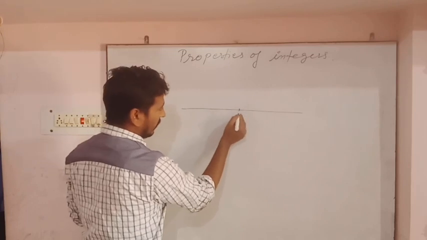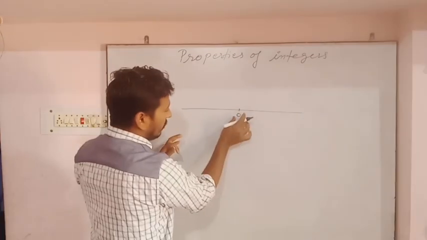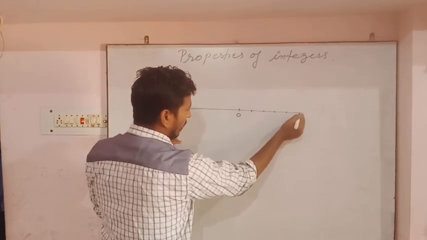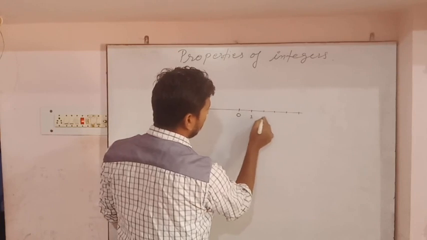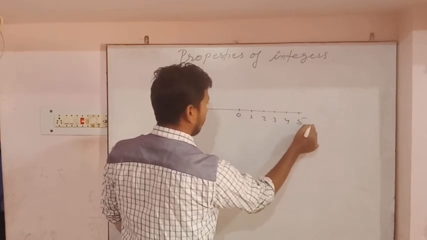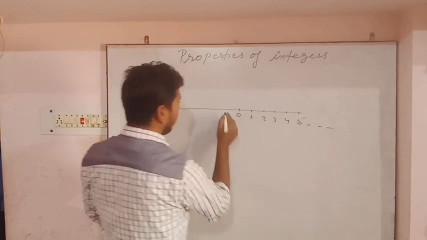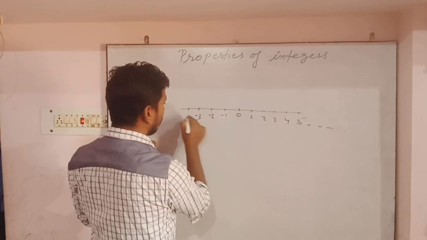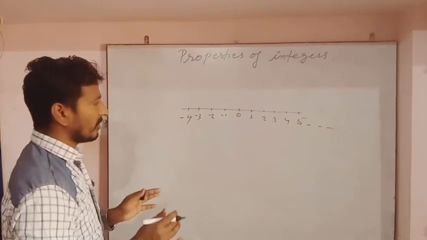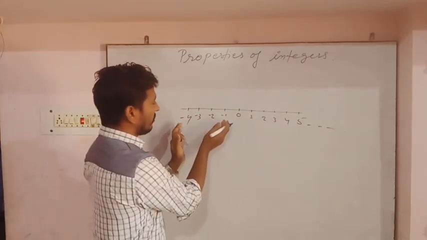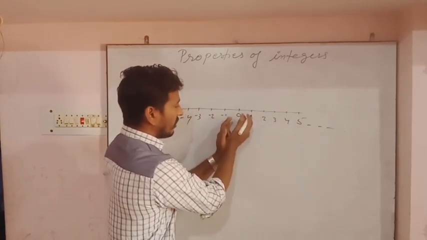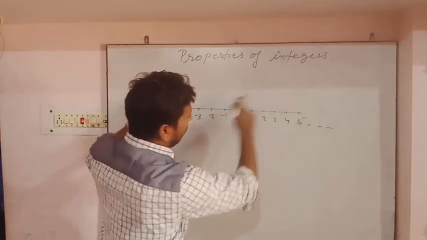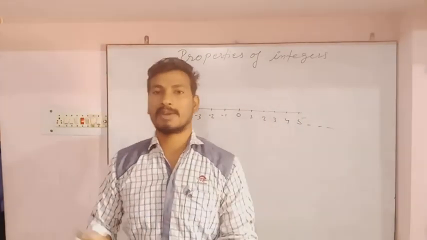Suppose this is our number line and 0 is in the center, and we know that as we go in the right direction, positive integers come, positive numbers come, simply we can say. And in the left direction, negative numbers come. So the definition of integers is: a set of negative numbers, positive numbers, with 0 is called integers. So we can say that all the numbers which you can see here are examples of integers.